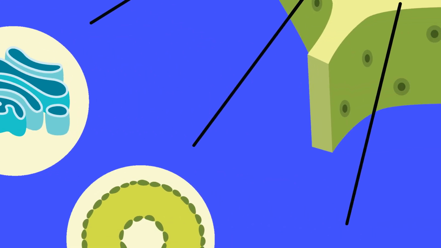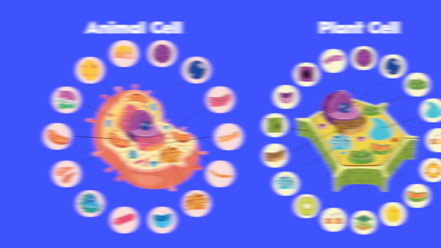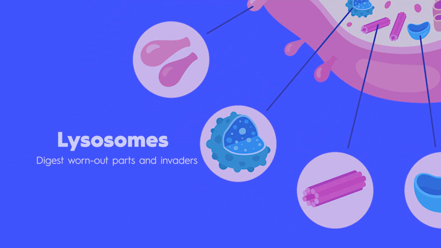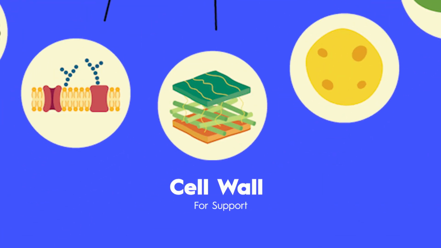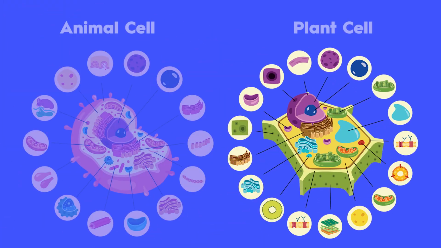For energy, mitochondria generate ATP to power movement, transport, and synthesis. For cleanup and storage, lysosomes digest worn-out parts and invaders, while vacuoles hold water, food, and wastes, often very large in plant cells. And here's the key comparison. Plant cells also have a rigid cell wall for support and chloroplasts for photosynthesis, whereas animal cells lack both.